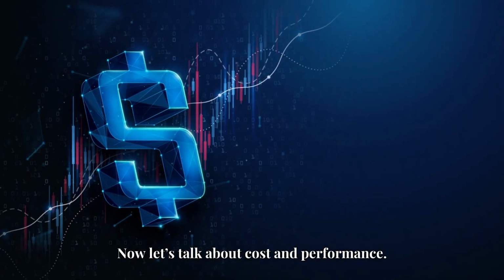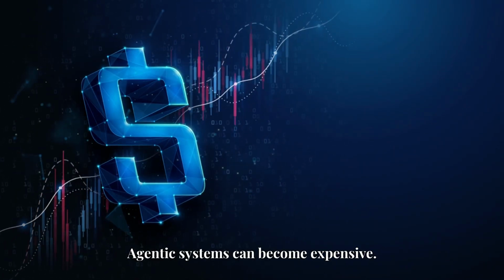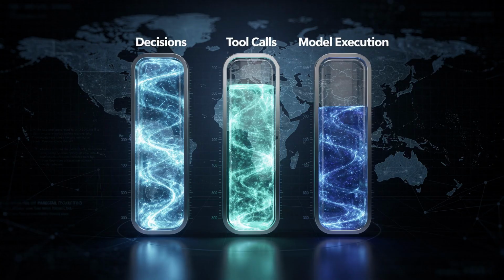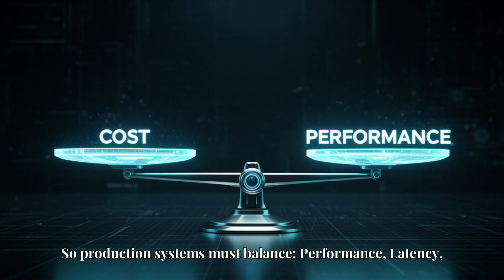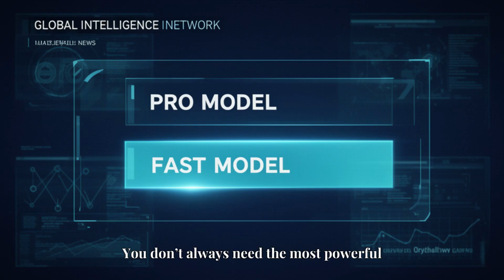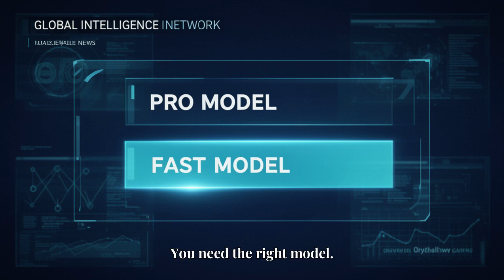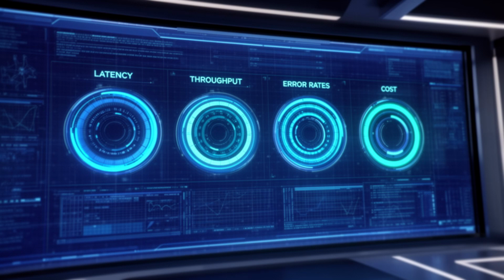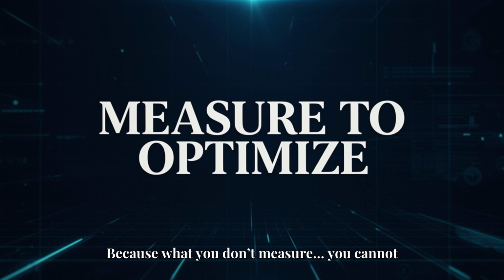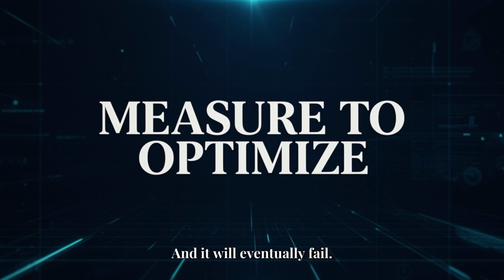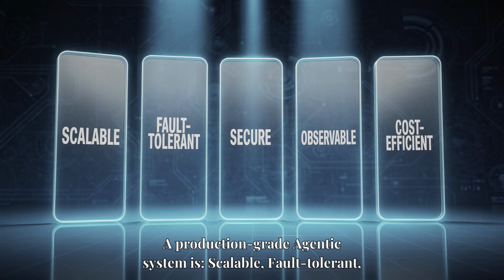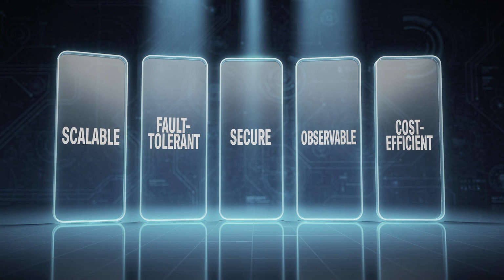Now let's talk about cost and performance. Agentic systems can become expensive. Every decision, every tool call, every model execution has a cost. So production systems must balance performance, latency, and cost. You don't always need the most powerful model. You need the right model. In production, you measure everything: latency, throughput, error rates, because what you don't measure, you cannot optimize, and it will eventually fail. A production-grade agentic system is scalable, fault-tolerant, secure, observable, and cost-efficient.